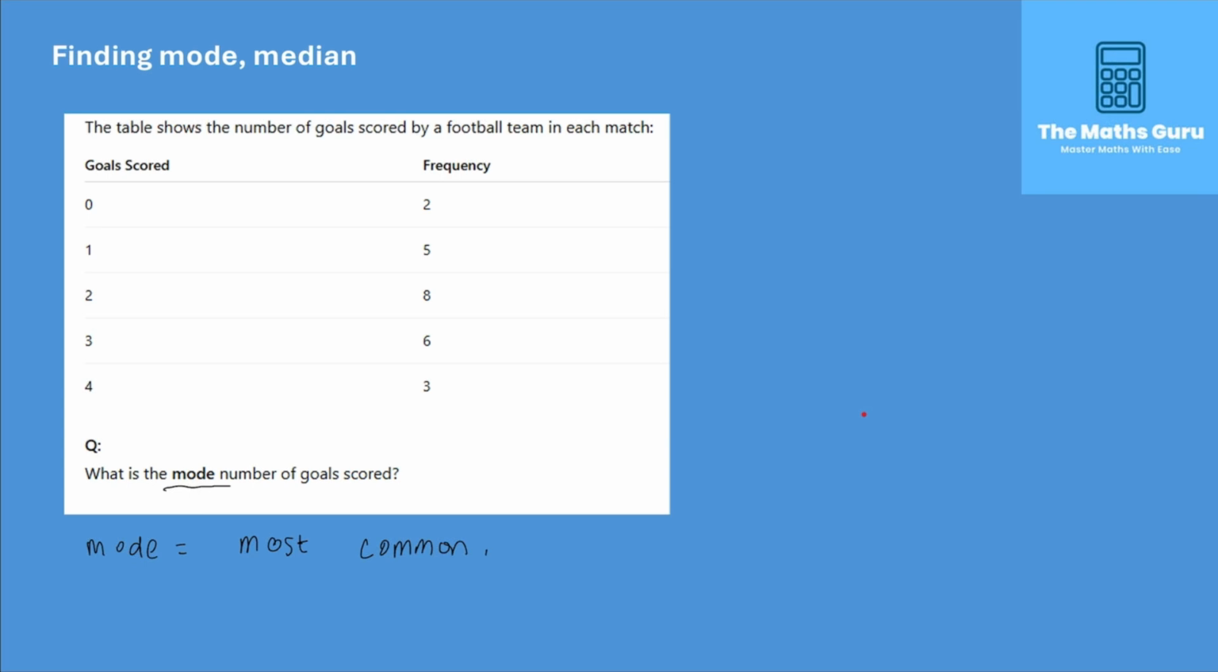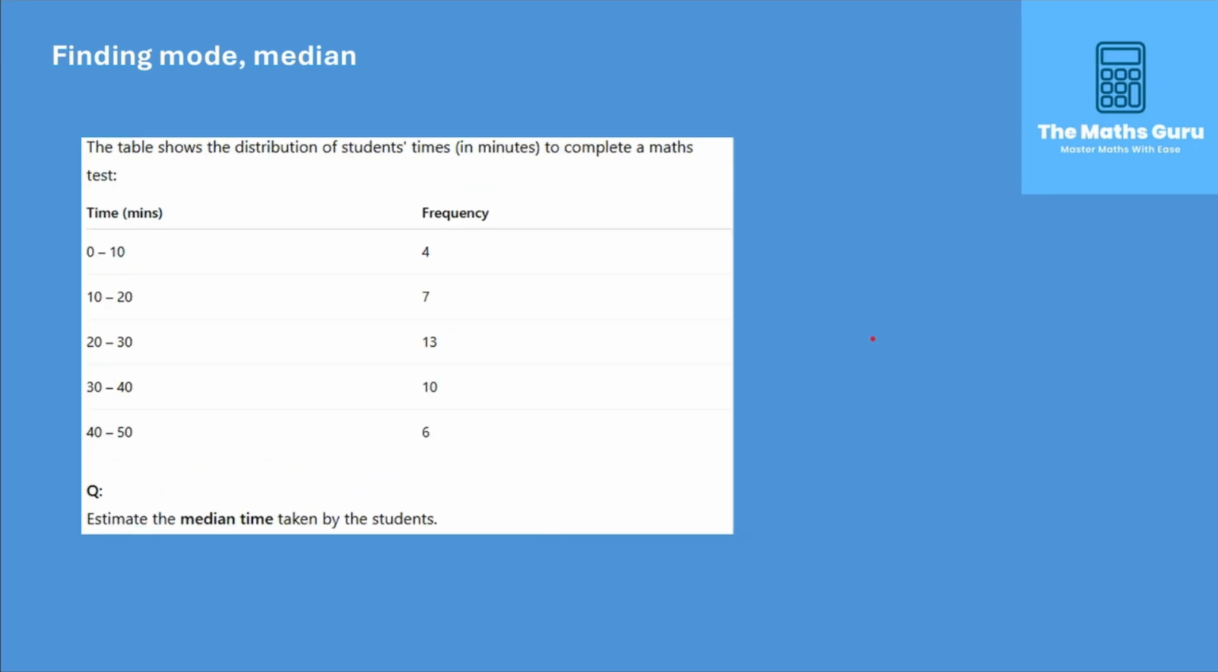And the way we do this, we go to frequency, and we see that 8 teams scored 2 goals. Hence, the mode is equal to 2. Because 2 is the number of goals which the most teams scored out of all of the teams in the survey. Okay, moving on to median. Median means the number in the middle of the set.